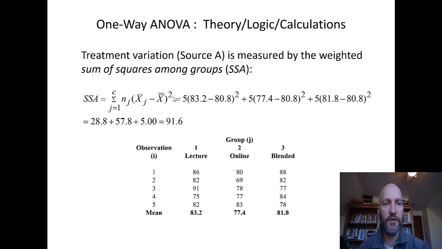The first thing that we want to measure is the treatment variation, or the variation that comes from among the groups. We're going to get that by calculating what's called the sum of squares among the groups, or SSA. And this is a weighted average. We're going to sum over all of the groups, j equals 1 up to c, and we take the number of observations times the group mean minus the overall mean squared. So we have 83.2, that's the mean for the first group, minus the overall mean of 80.8, which we calculated on the previous slide. We're going to square that and multiply by 5. We do the same thing for group 2 and group 3, and we get a value for the sum of squares among the groups of 91.6.